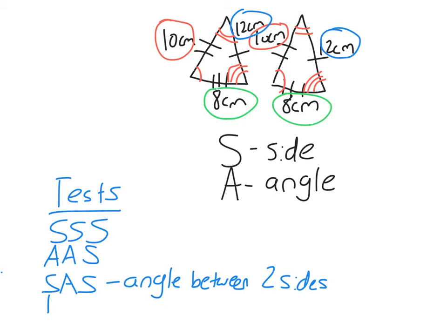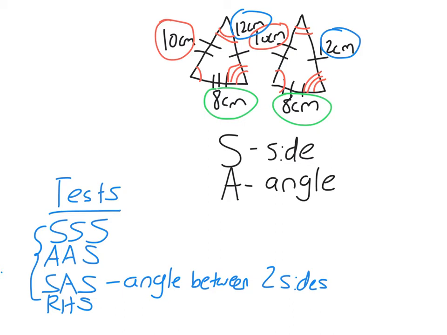Okay, now the last one I have is RHS, which hopefully you remember means right angle, hypotenuse, side. So if I have two right angled triangles and their hypotenuses are equal and another side of the triangle is equal, then they will also be congruent. So again, I don't have to check every pair of sides and every pair of angles. I just want to use one of these tests to determine whether two triangles are congruent.